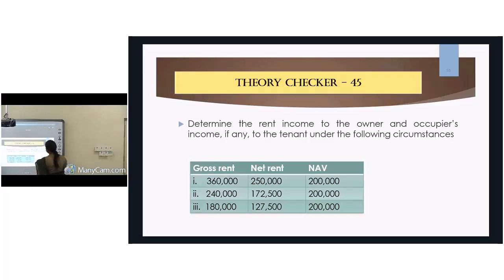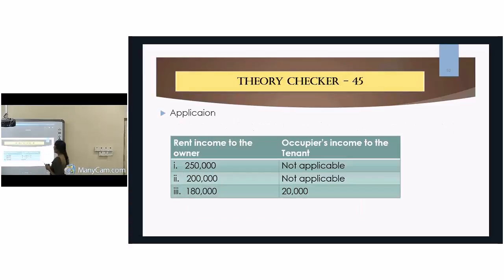Okay, shall we look at the answer? Because we have to identify income to the owner and whether there is an occupier's income.